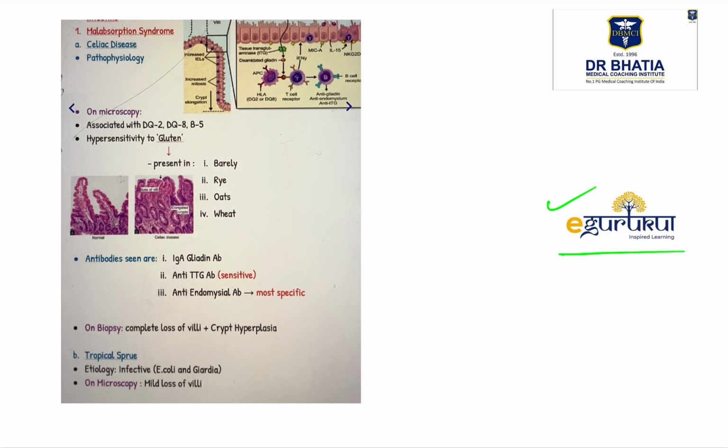So see here, this is one malabsorption syndrome, celiac disease. What is the pathophysiology? This is a kind of malabsorption syndrome with T cell mediated destruction of the GI epithelium because of gluten hypersensitivity. So gluten hypersensitivity causes a hypersensitivity reaction, and T cell receptor mediated damage. See here, presence of DQ2, associated with DQ2, DQ8.